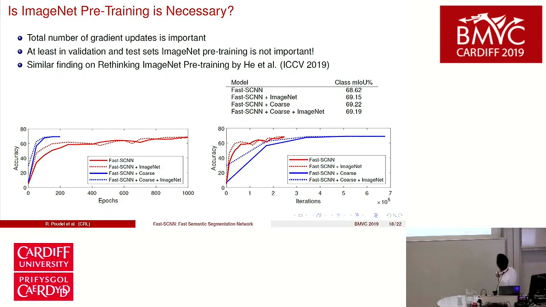So the number of gradient updates is important. Because in ImageNet, see, 1 million images, 128 batch size, and you're training for 100 epochs, means there are thousands of gradient updates. So if you just get close to that, it is good enough.